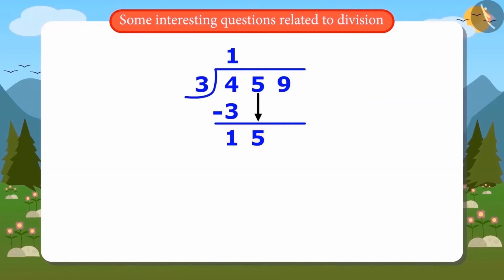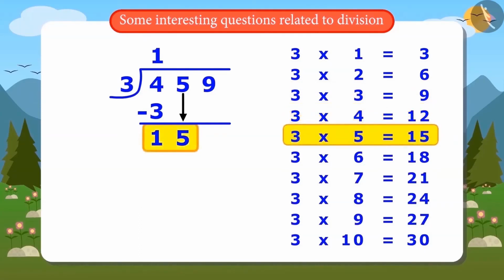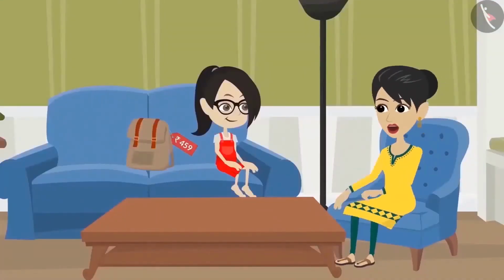"Come on." "Okay, Mummy. 3 ones are 3. 3 twos are 6. 3 threes are 9. 3 fours are 12. 3 fives are 15. That's it. So when 15 is divided by 3, the answer came 5 and the remainder is 0." "Perfectly done, Vandana. Now repeat the same sequence with the rest of the digits."